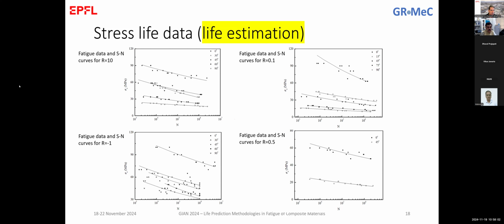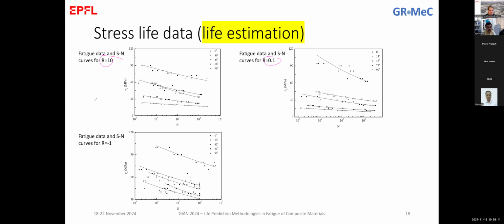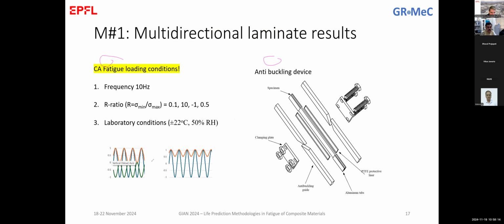First of all, a very brief comment about this. R equal 10 and R equal to -1. Before we said that we can have also, I can go back to the previous slide, testing that is with R equal 0 instead of 0.1. What is the difference between these two? For 0.1, instead of starting at 0, we start at a slightly higher value. And this is also valid for metals fatigue. It's not only related to composites.